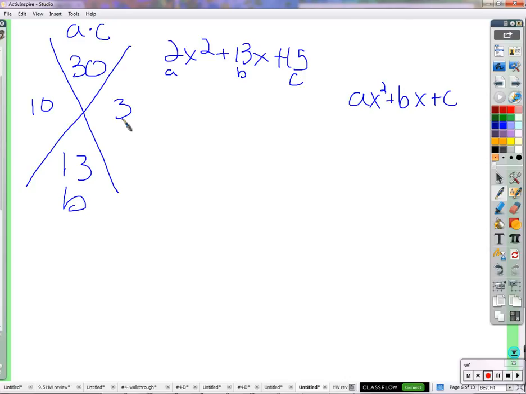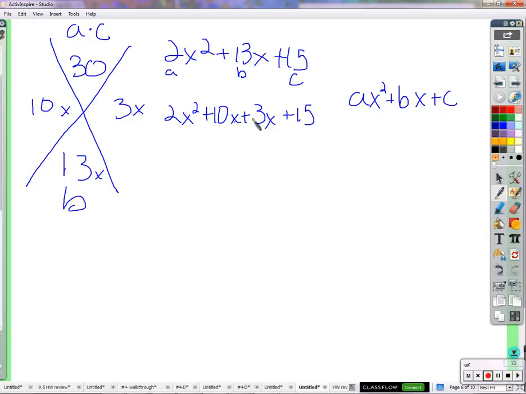Okay. Here's what you really got to pay attention to. This 10 and 3 usually is like the numbers we're looking for to put inside parentheses. These are not going inside parentheses. What we're going to do with the 10 and the 3 is they're really 10x and 3x, right? Because 10x plus 3x is 13x, right? And so, look at that. We're going to break up that 13x. We're going to do 2x squared plus 10x plus 3x plus 15.